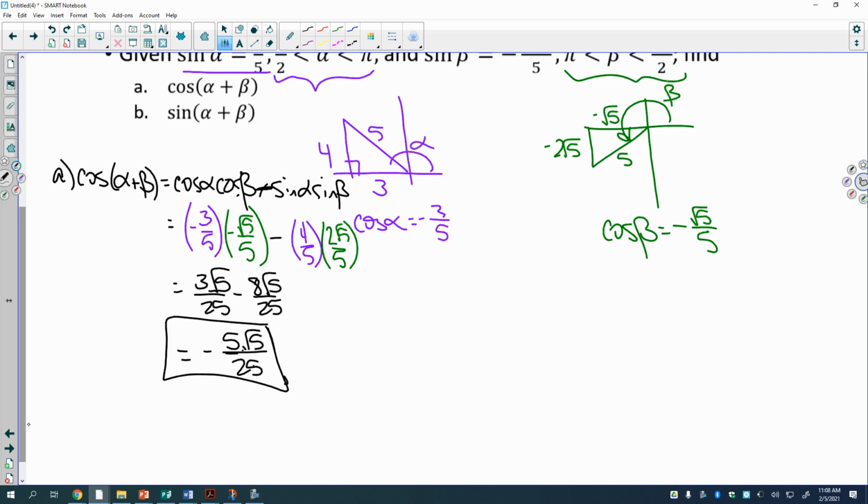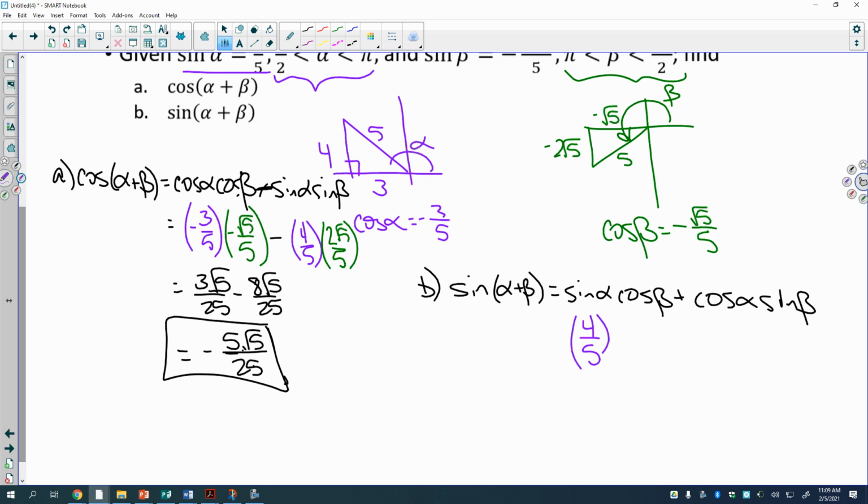I do the same kind of thing for part B. I'm just going to do part B over here. But use the correct formula. Sine alpha cosine beta plus cosine alpha sine beta. And again, I go through, I just plug in the parts that I need to plug into. Sine of alpha, 4/5. Cosine of beta, negative root 5 over 5.